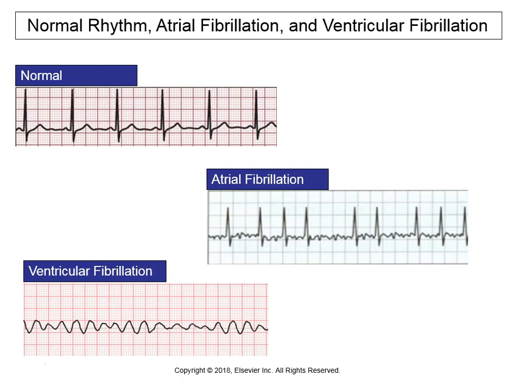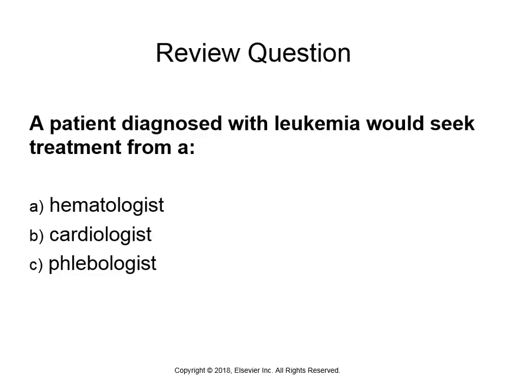Here's what the EKGs look like. You can see what a normal heart is supposed to look like, and then you have atrial fibrillation where you have these tiny little extra waves, and then if you have a ventricular problem it looks a whole lot different. So if you have leukemia, who would you go to? Probably an oncologist also, but leukemia is a blood disorder, so you would go to a hematologist.